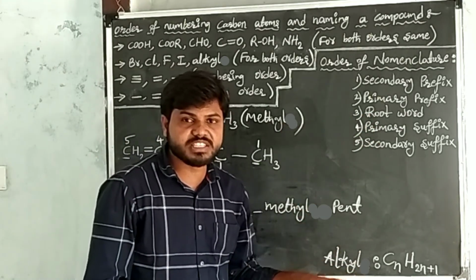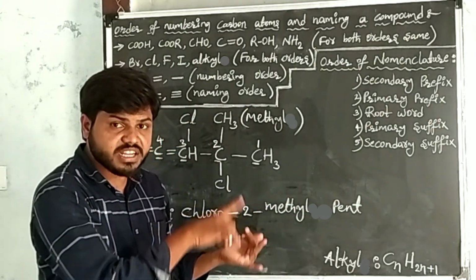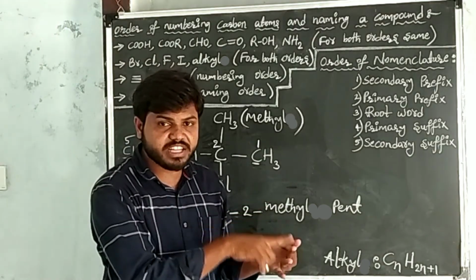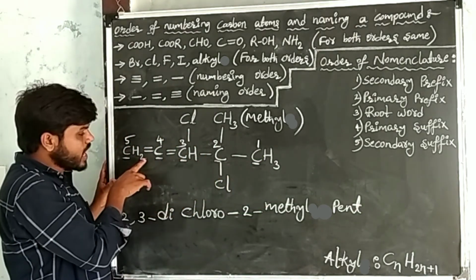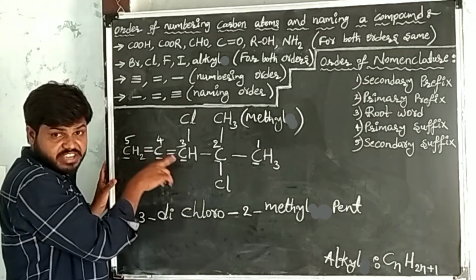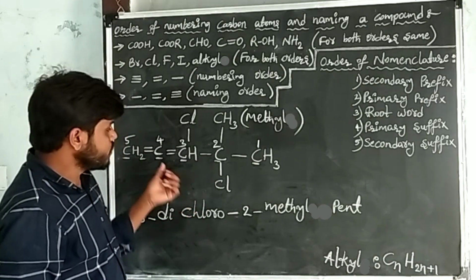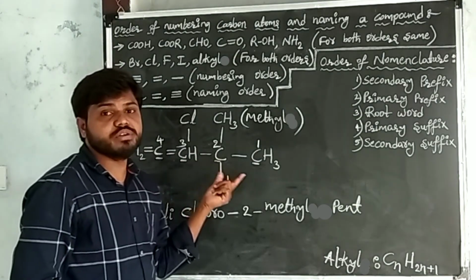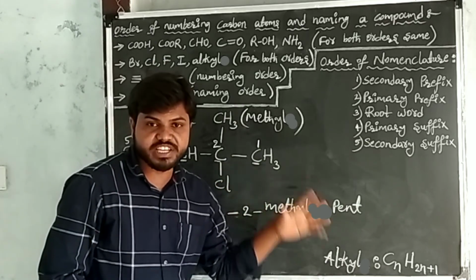Here the primary suffixes are single bonds, double bonds and triple bonds. In the given compound, there are 2 double bonds and the remaining are single bonds. So when you have double bonds, no need to write the prefix of single bonds.